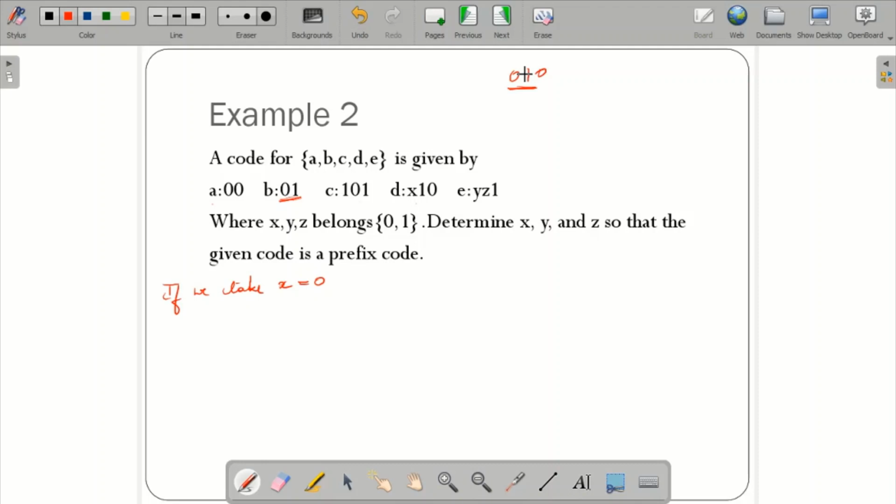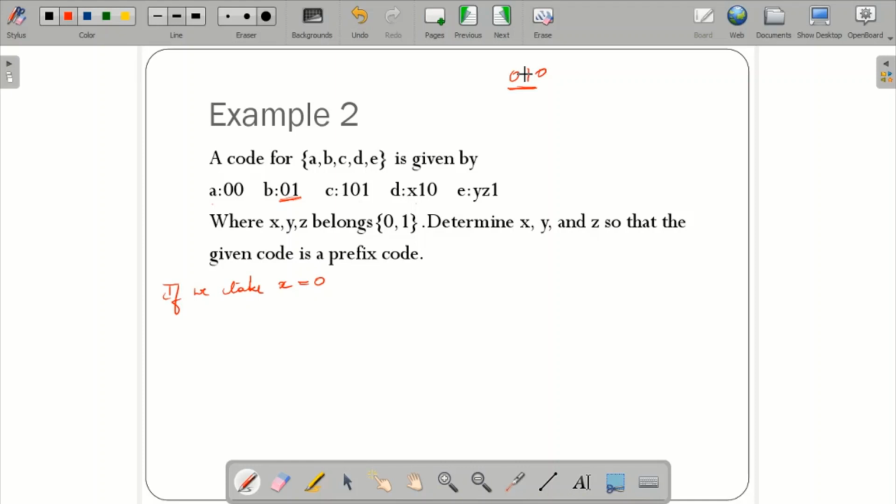We should get a prefix code. So 01 is taken as a prefix, right? If you put X as 0, you get 01, which is a prefix already there in the sequence, so I cannot take X equal to 0. Next we'll try X equal to 1. When you try X equal to 1, you will get 110. Whether 11 or 110 is there anywhere, nowhere else. So we can take X as 110.